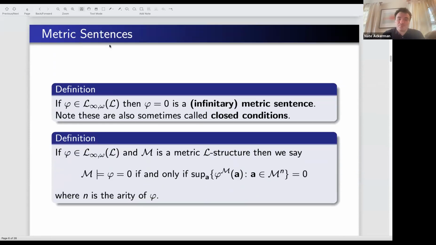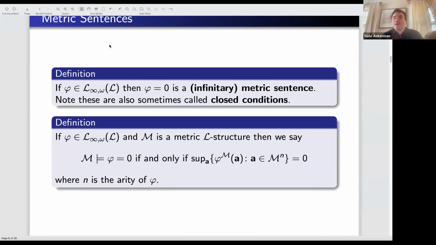Okay, so metric sentences. Now that we have a formula, we need a notion of a sentence. Classically, we get sentences by simply quantifying out all free variables. That's not quite what we want to do here, because we really want to look at when a formula is equal to 0. If you remember, we're thinking of 0 as true. So an infinitary metric sentence is just some metric formula with no free variables, and the statement that the formula is completely true, i.e. it equals 0. Note these are sometimes called closed conditions.